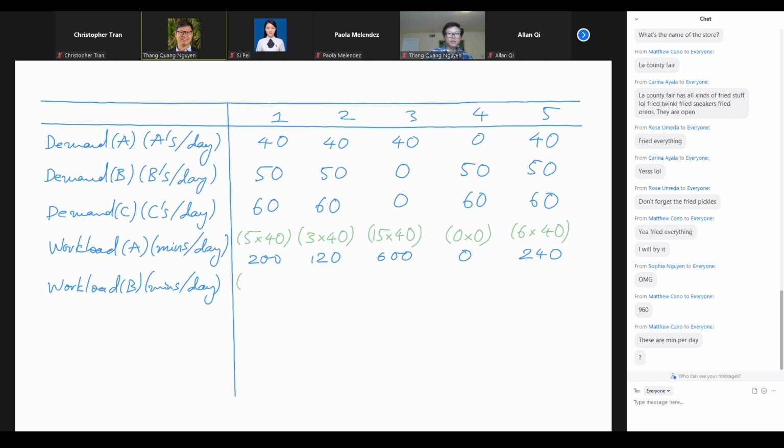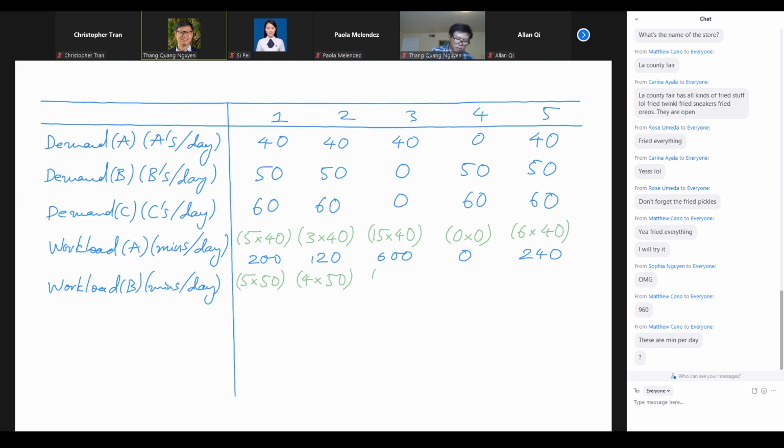If we look at the table, the B row, it takes 5 minutes to process a burger through station number 1. So 5 minutes per burger, but then we have 50 burgers. So you multiply that 5 with 50. We scale it up by 50 burgers. And by the same token, we have 4 minutes per burger, so you scale it up by 50.